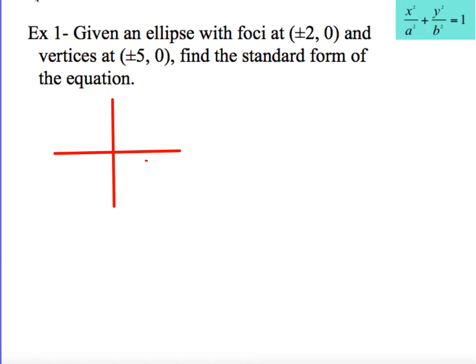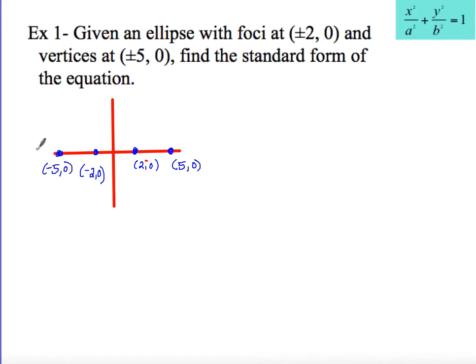And so as I plot my points here, plus or minus 2, 0, so that means I'm at positive 2, 0 for one of my coordinates and negative 2, 0 back here. And then we'll also have the vertices plus or minus 5, 0. So now we're over here at 5, 0 and negative 5, 0. Now they're only giving us 2 of the vertices.